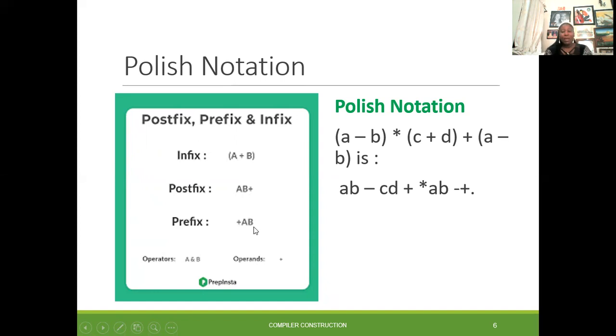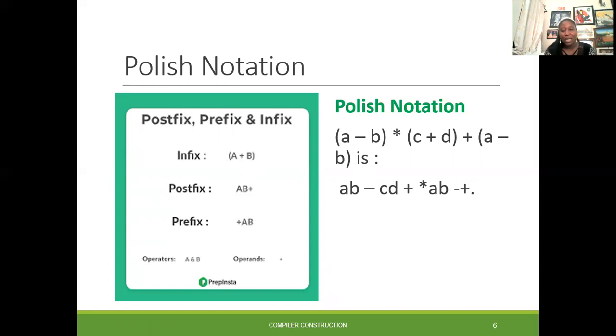A and B. Now we see a typical example of a Polish representation here. In this case, of course, you have your A and B, A minus B. So you have that A and B here, and then the minus sign is at the end. Okay, so you see that minus sign represented at the end. This is an example of what? A postfix notation.